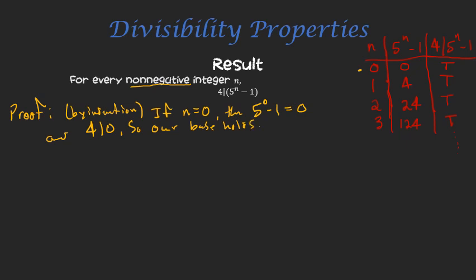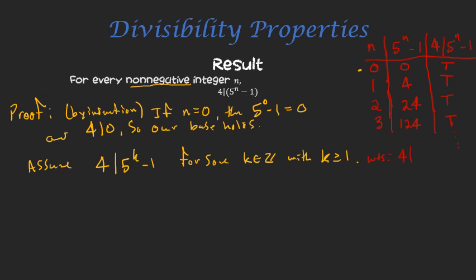What's going to be our induction hypothesis? Well, it's going to be that 4 divides 5 to the k minus 1. So assume 4 divides 5 to the k minus 1 for some integer k with k greater than or equal to 1. Since we already proved k is 0, we can assume k is greater than or equal to 1. And we want to show that 4 divides 5 to the k plus 1 minus 1. So let me write this in red maybe.